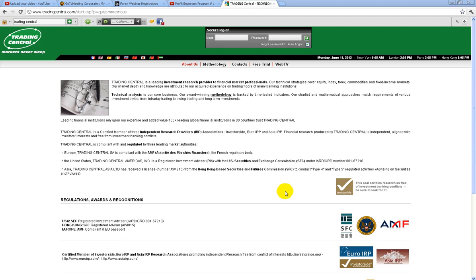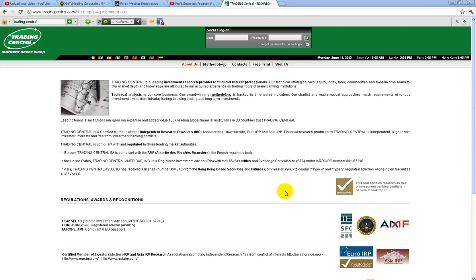Today we will be analyzing how to use Trading Central and what Trading Central is. We will be analyzing these market signals. Alright, now first of all let's get to know a bit about Trading Central. Trading Central is a leading investment and research provider to financial market professionals. Now, what exactly is Trading Central?